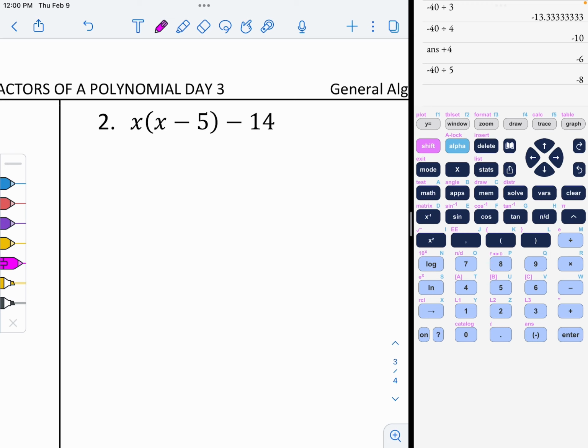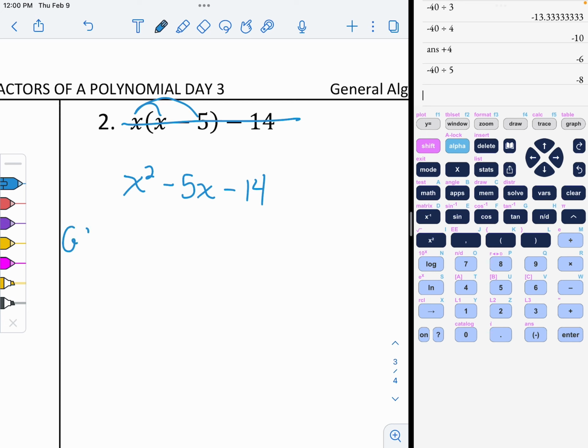Okay, moving on to number 2. We're going to take a look. Oh, number 2 is kind of messed up, isn't it? That is not at all in standard form. We got to do this before we even start. Okay, so that's going to be x squared when you multiply. Take away 5x, take away 14. Whew, that was a really sneaky one. You have to get it in standard form before you can even begin to find its factors. All right, so boo, that was mean.